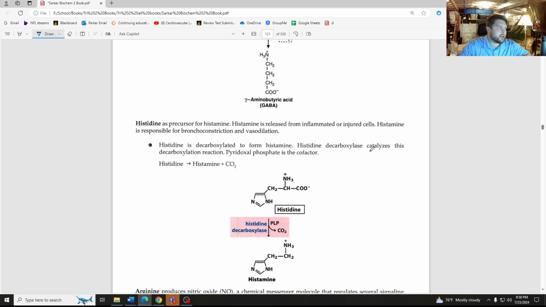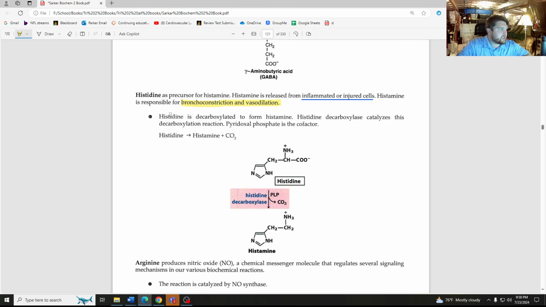Histidine is the precursor for histamine. Hopefully those sound similar enough that you can remember that. Histamine is going to be released from inflamed or injured cells. Inflamed? I don't even know if that's a real word. Sounds cool though. Histamine is responsible for bronchoconstriction and vasodilation. This is almost always a question because it trips a lot of people up, if not in biochem, in physiology or in general pathology. They love this kind of question, that histamine is bronchoconstriction but vasodilation. It increases blood flow but makes it more difficult to breathe.